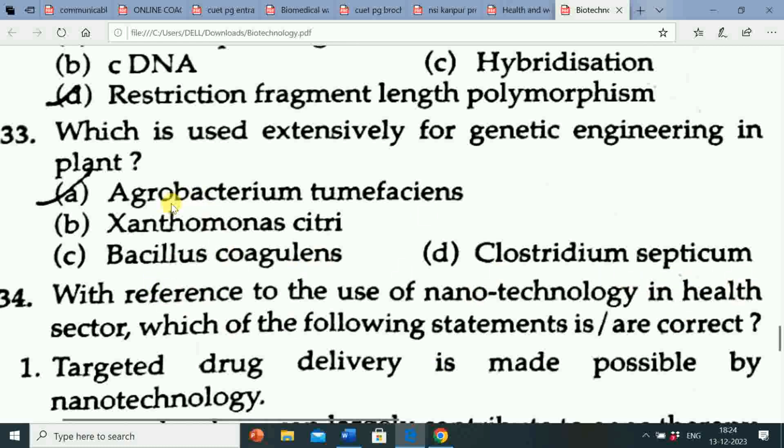So the correct answer is option A, Agrobacterium tumefaciens. The question is, which is used extensively for genetic engineering in plant? Agrobacterium tumefaciens is used extensively for genetic engineering in plant.